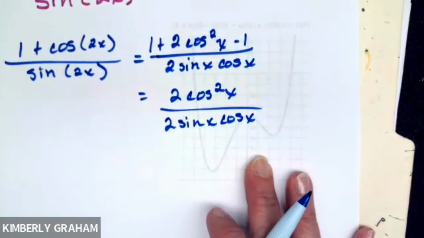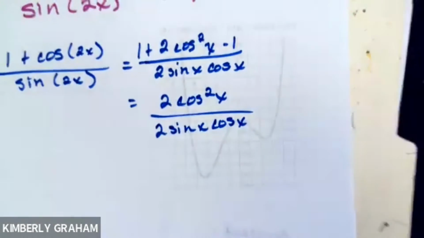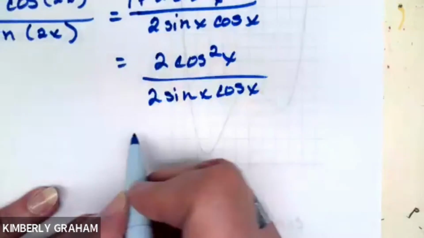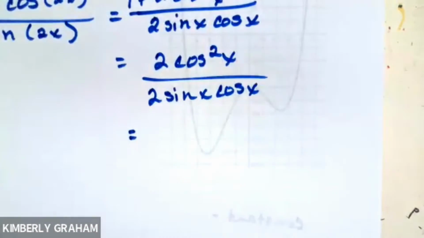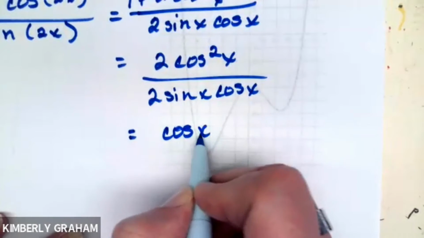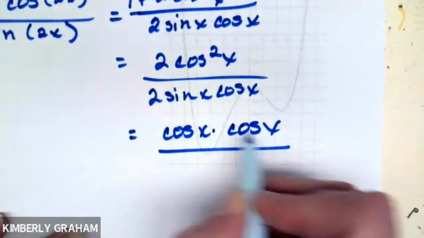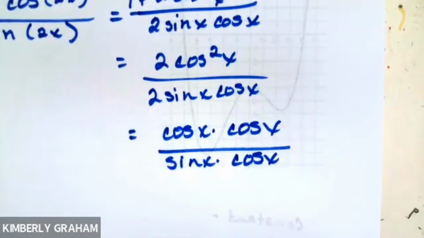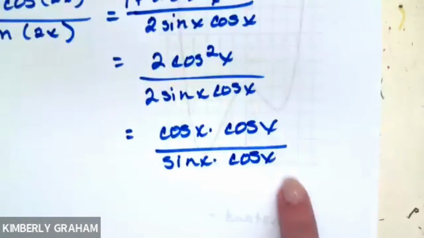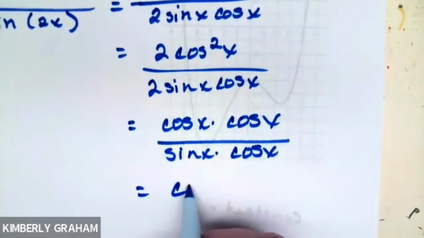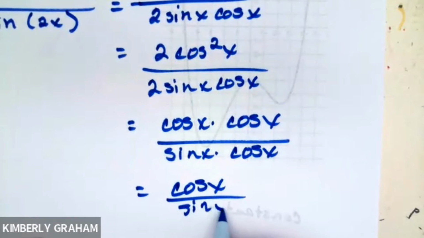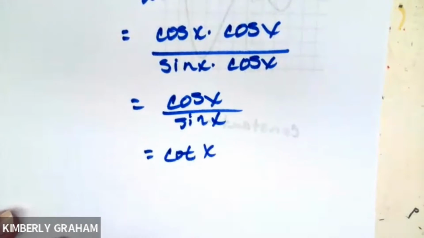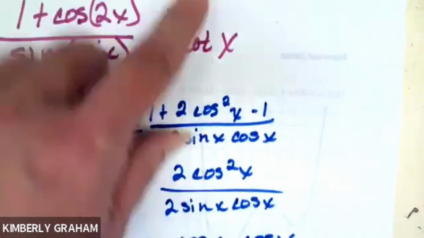So now the 2's are going to cancel. It may seem obvious that the cosines are going to cancel, but I'm going to rewrite that cosine squared as cosine times cosine, and then I have sine x times cosine. Now I can see that my cosines cancel. I've canceled out the 2's, and I'm going to cancel out the cosines. So I'm going to have cosine x over sine x, and that is cotangent x. And that is what I was supposed to end up with, right? Cotangent x.